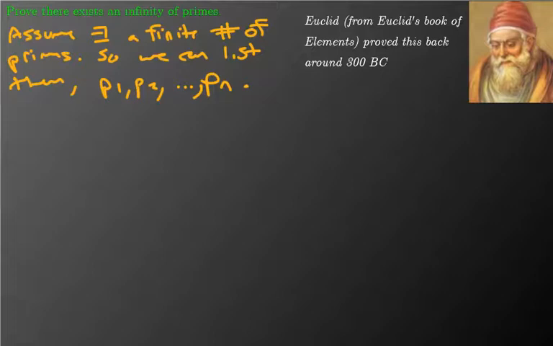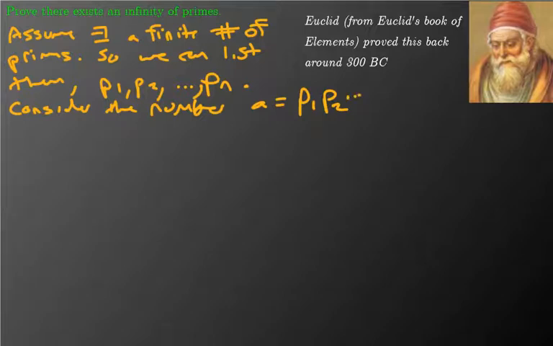And we're going to consider the number, what am I going to call it? I don't know, A, which equals that list of primes, not listed, multiplied. So P1 times P2 times blah, blah, blah, P3, so on up to Pn. All of that stuff plus 1, okay? All we're doing is assuming here that numbers are infinite, but that's one of those basic axioms that we can take for granted.